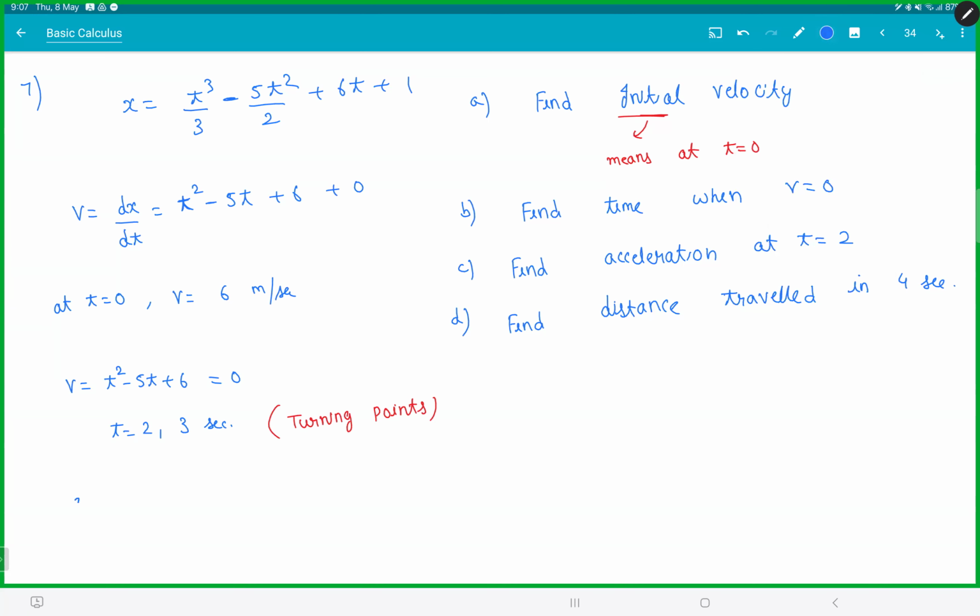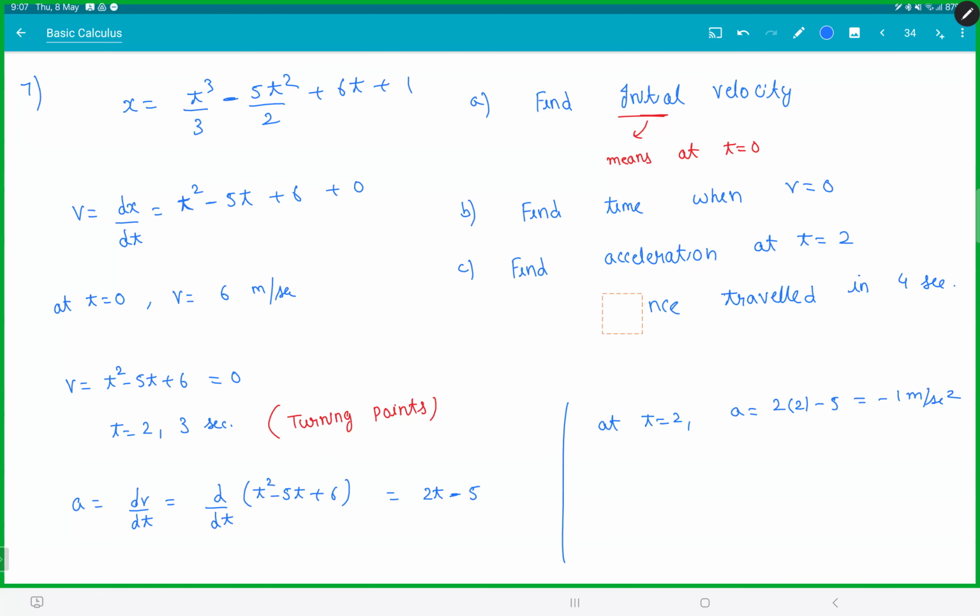Then you're asking acceleration. Acceleration is dv by dt. t square minus 5t plus 6. So the differential of t square is 2t, the differential of 5t is minus 5, and the differential of 6 is 0. Now you're asking that t is equal to 2. Two into 2 minus 5 is minus 1 meter per second square. Please check, everyone.